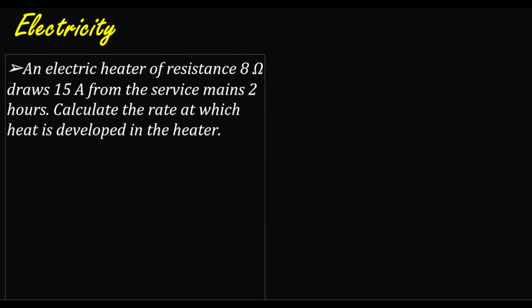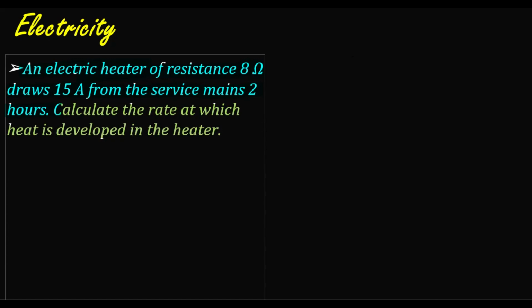In this question from the chapter electricity, it says an electric heater of resistance 8 ohm draws 15 ampere of current from the service mains for 2 hours. And what we need to calculate is the rate at which heat is developed by the heater. Now let's write down the information.